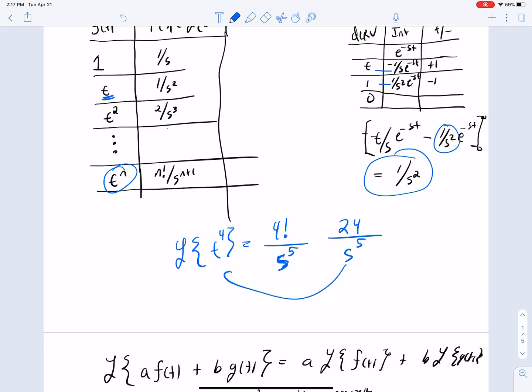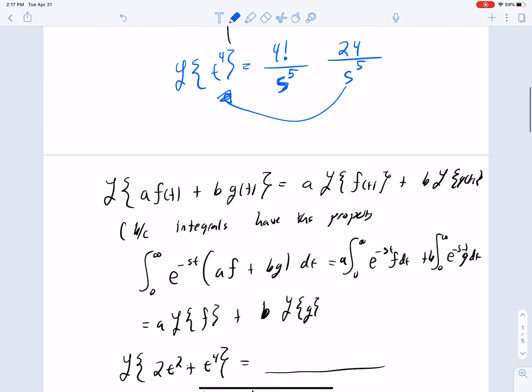And vice versa, right? So now I know if I see a 24 over s to the 5th and I do the inverse transform of this, I'll get back to t to the 4th. All right, so here's a key property of the Laplace transform, which enables us to not have to do a bazillion integrals when doing these.